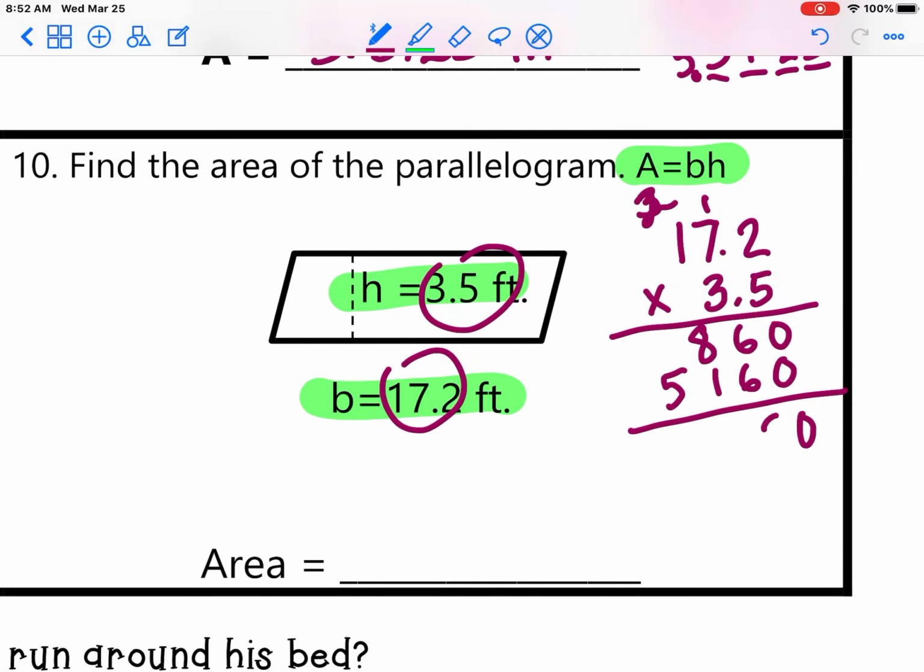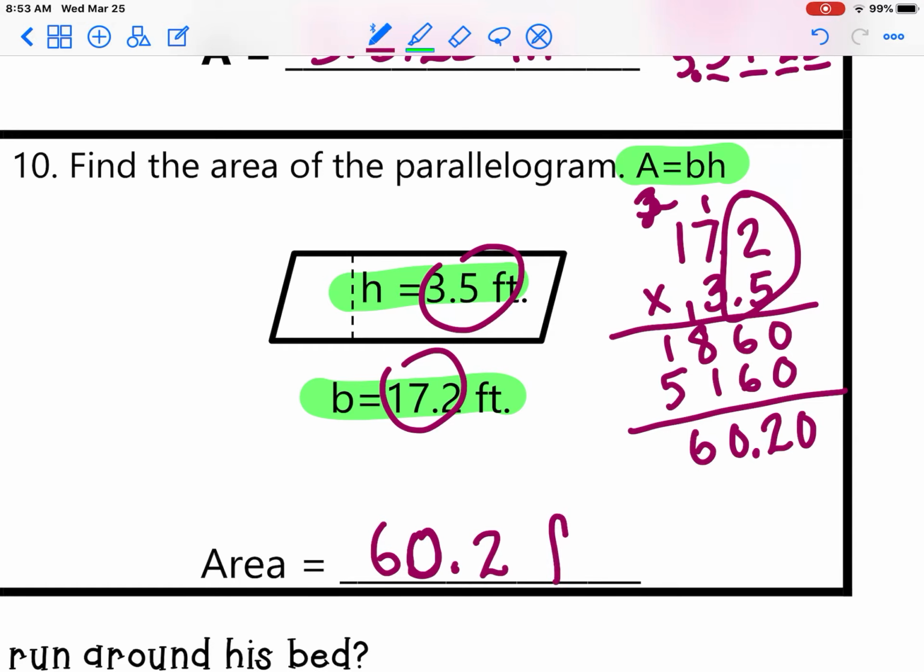0 plus 0 is 0. 6 plus 6 is 12. 8 plus 1 is 10. 5 plus 1 is 6. Now I go back and put my decimals in there. There's 2 decimal places in my problem, so 2 decimal places in my answer. The answer to number 10 is 60 and 2/10. You don't need that 0 on the end. It's okay if you put it, but you don't need it. So it's 60 and 2/10 feet.